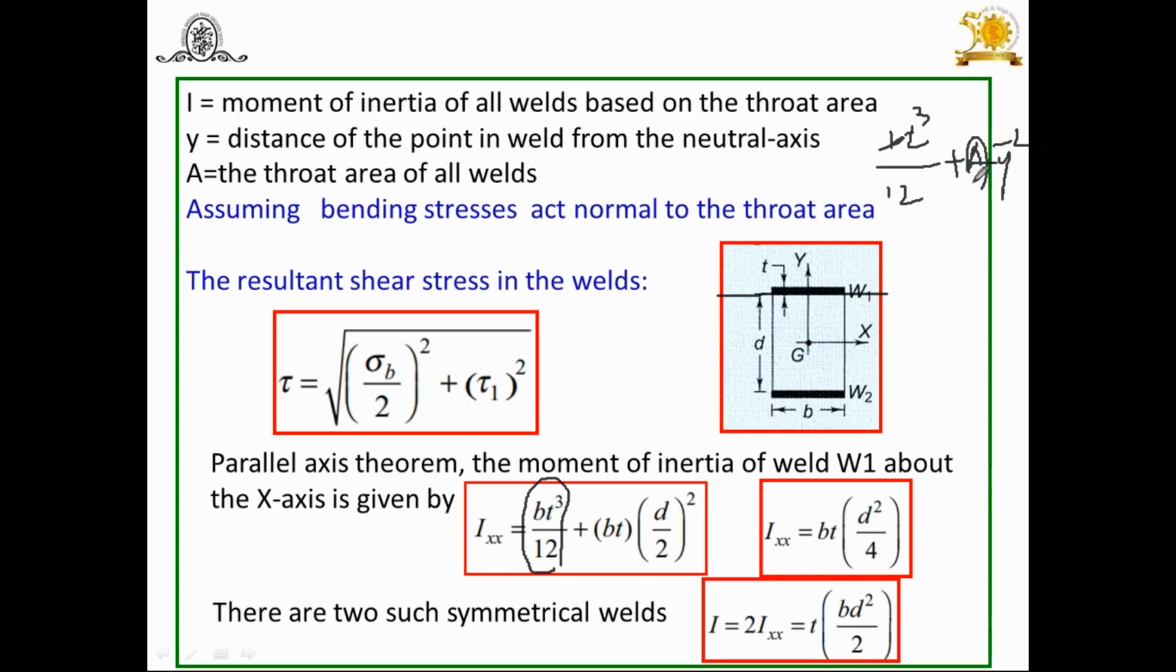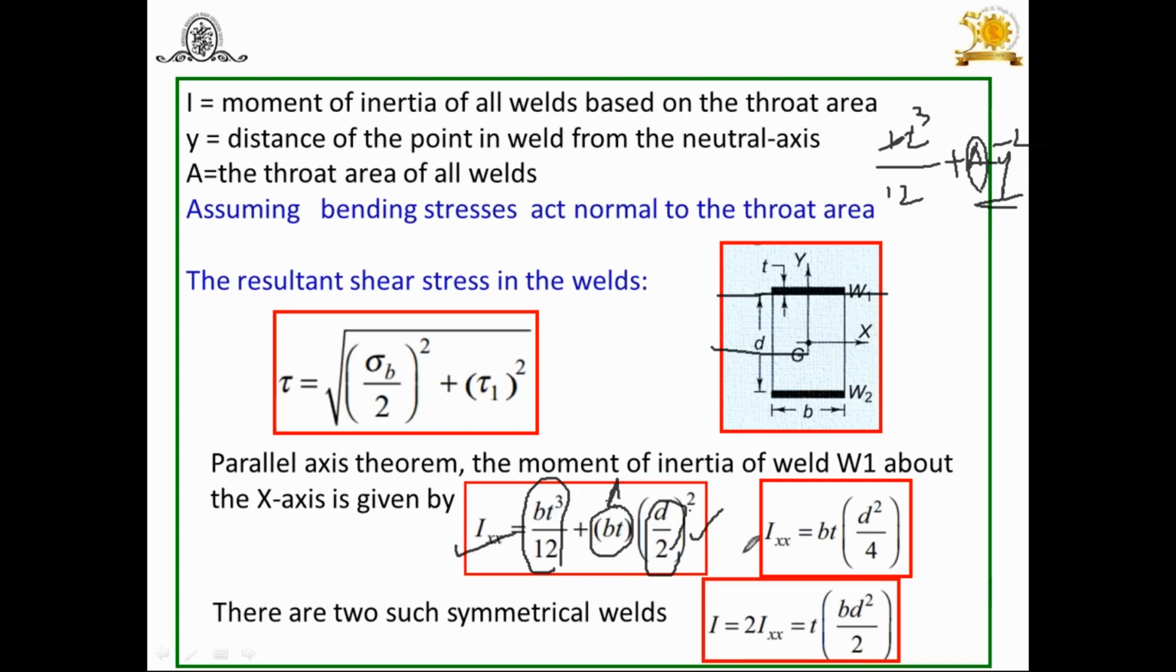And what is the area now in this case for weld 1? Again B into T. So I am going to substitute here area, that is B into T, and Y bar square. Y means how much? D by 2 here. The D by 2, and bracket square, the A into Y bar square. So you will get this. So you will get IXX.